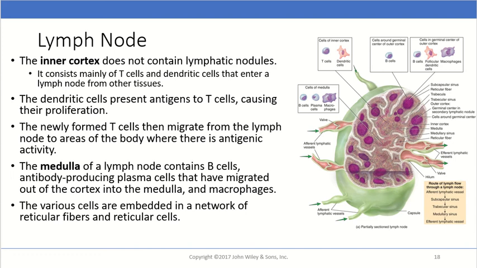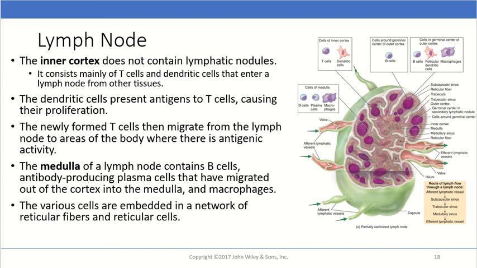The inner cortex of our lymph node does not contain any lymphatic nodules. It's going to consist mainly of T cells and dendritic cells that are going to enter the lymph node from other tissues. The dendritic cells are going to present antigens to T cells, and this is going to result again in the proliferation of those T cells. The newly formed T cells are then going to migrate from the lymph node to areas of the body where there's going to be antigenic activity.